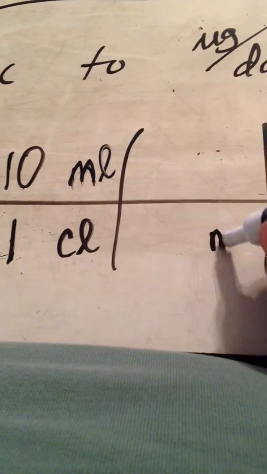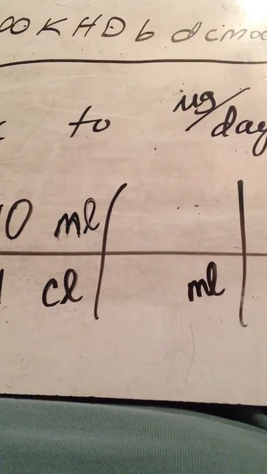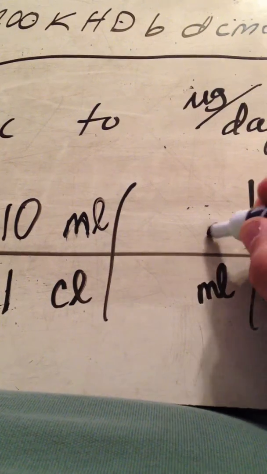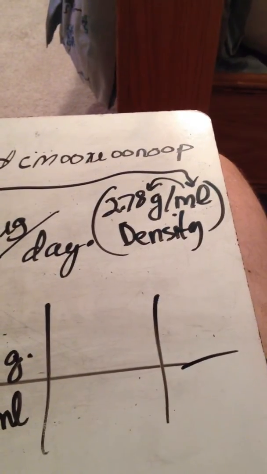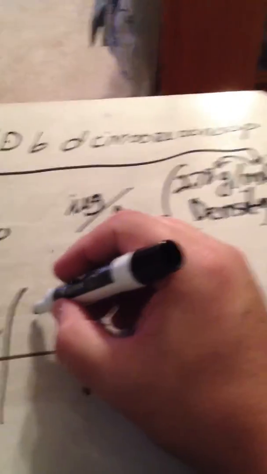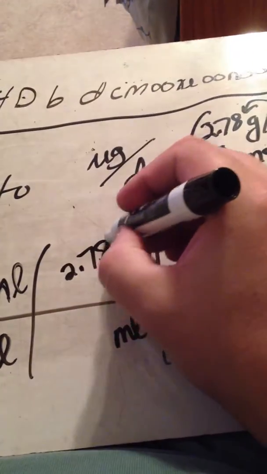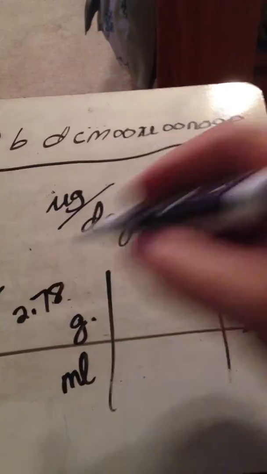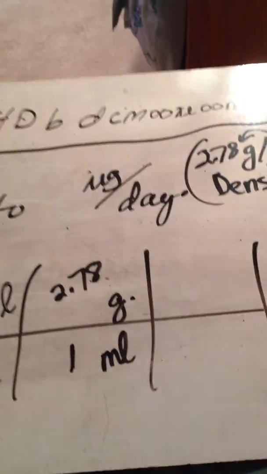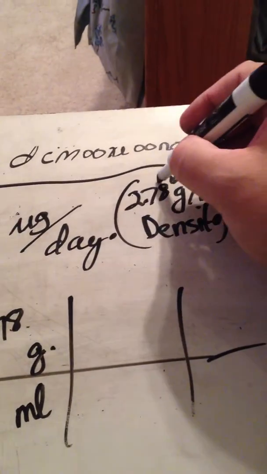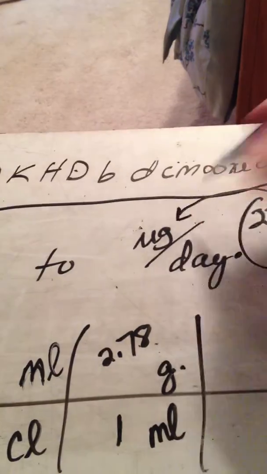So on the next step, I've got milliliters at the top. Milliliters will go down at the bottom. Next unit will be grams. My number is 2.78 grams. This is where 2.78 will go. And 1 milliliter will go at the bottom. Okay, I've taken care of this step. Now I can go from grams to micrograms.